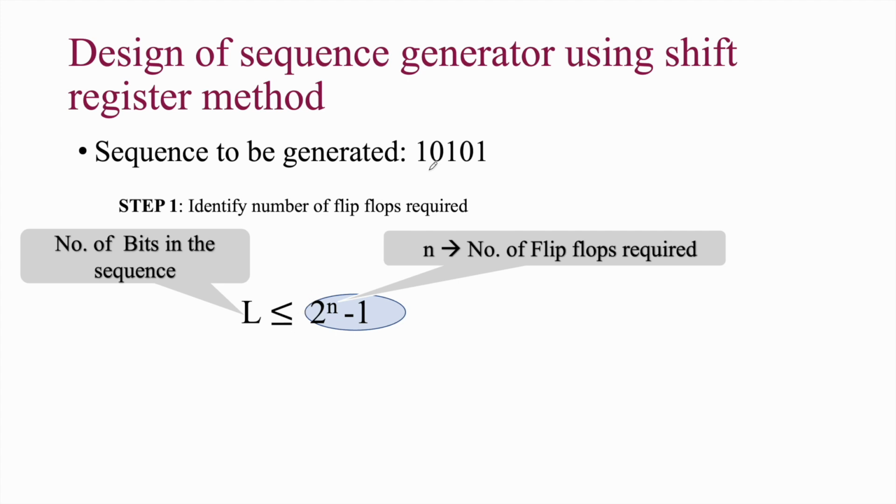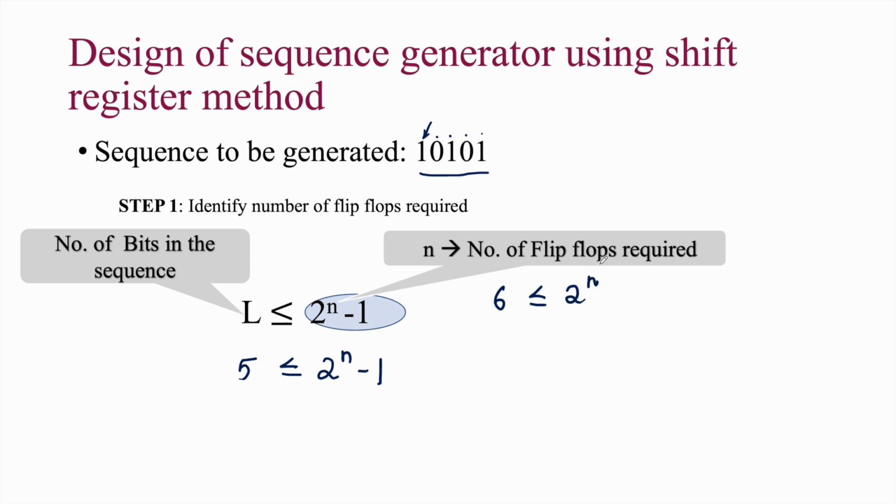There will be a given sequence. The sequence here is 1 0 1 0 1. So now the first step is to count the number of bits present. It is 1, 2, 3, 4 and 5. So we have 5 bits. Here the given expression is L less than or equal to 2 power n minus 1. So L is given as 5, which we have identified from the sequence. Less than or equal to 2 to the power n minus 1. Bringing 1 this side, it becomes 6 less than or equal to 2 to the power n.